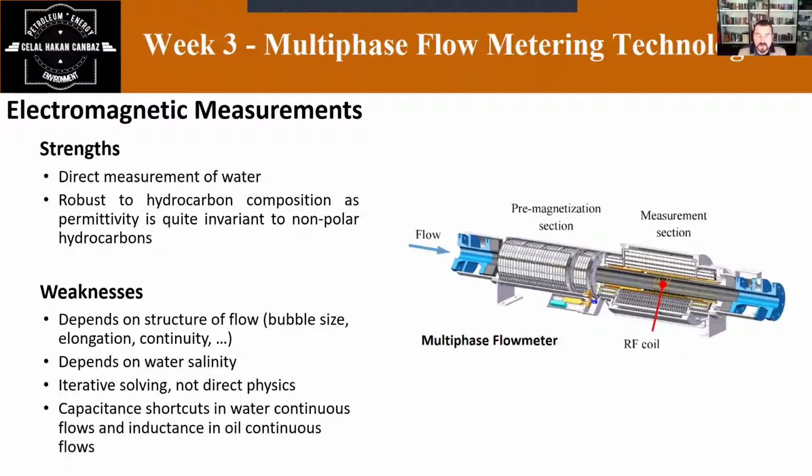For example, bubble size, elongation, continuity. These affect the results. It depends on water salinity. When the water salinity increases, or if you cannot give water salinity input, or you give different input, your rate results change a lot. So this is another problem.